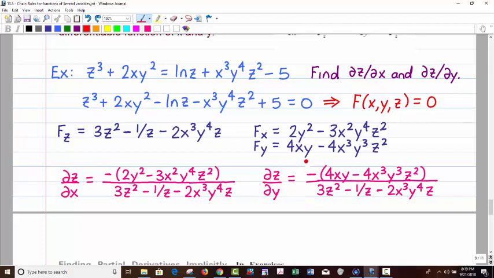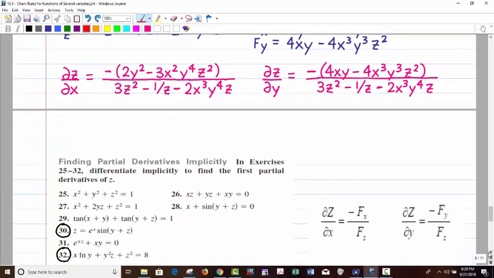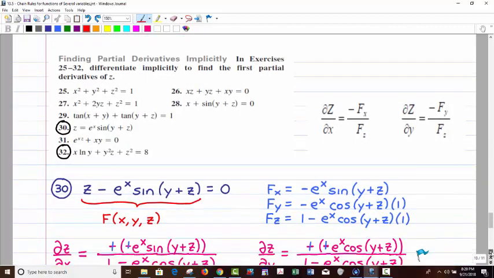So let's see, then same thing here. So it's the negative of this expression right there over that partial with respect to z. So, all right, I don't think these are too bad. Just be careful with your derivatives. Looks like we've got a couple more coming up here.